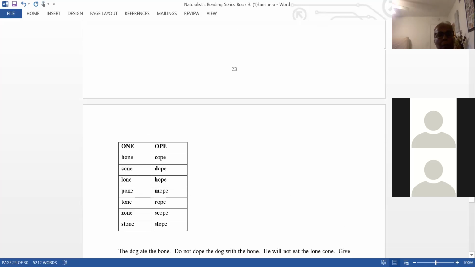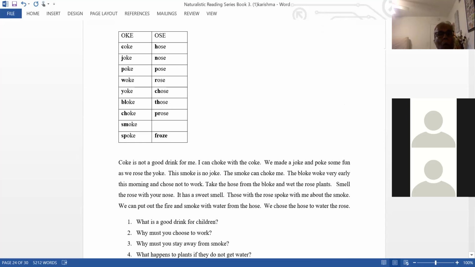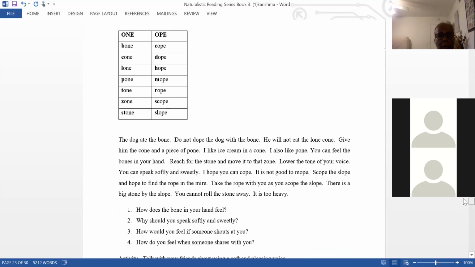Let me go up further and see what it has here. Oak. Again, with the O and E, the E is silent here in oak. Are you noticing a common trend? Vowel, consonant, vowel, and the vowel at the end is silent.